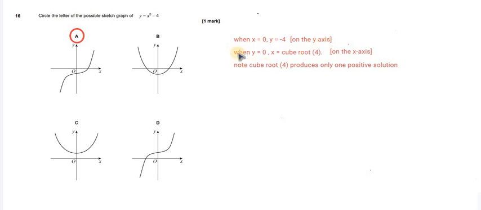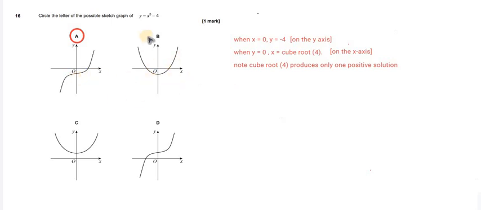And when y is equal to 0, x is the cube root of 4. I don't know what the cube root of 4 is without a calculator, but one thing I do know, it's going to give me one positive solution on the x-axis. Now, C doesn't intersect the y-axis below the x-axis, so that's out. D, same thing, so that's out. A and B do intersect the y-axis below the x-axis, at a negative point.